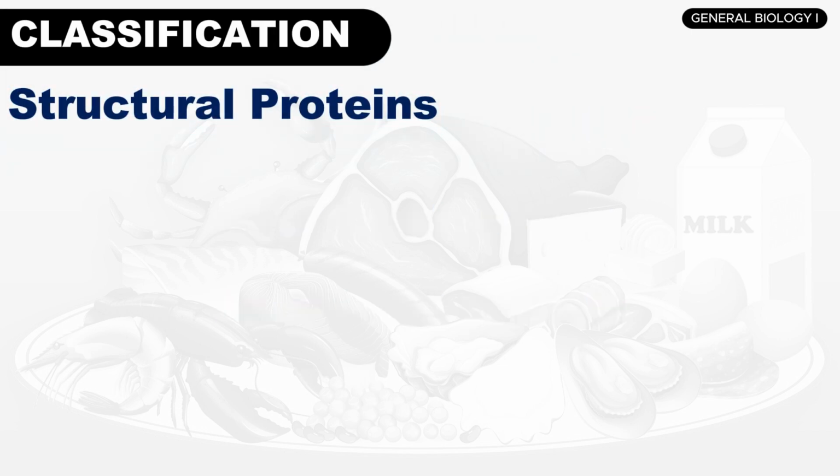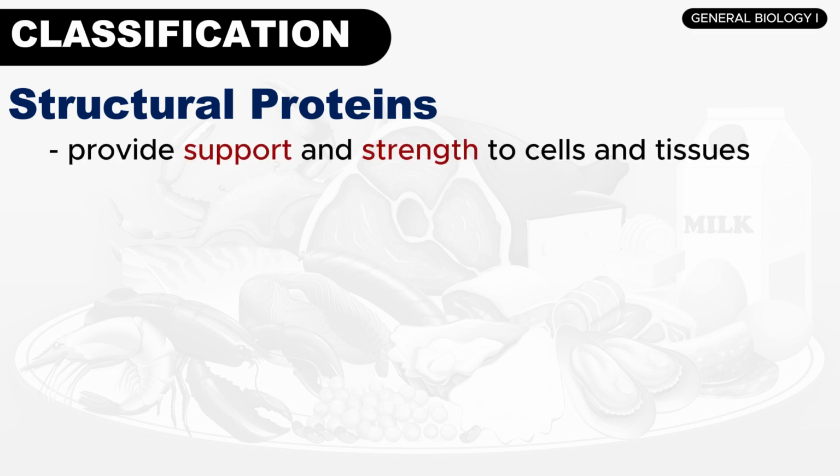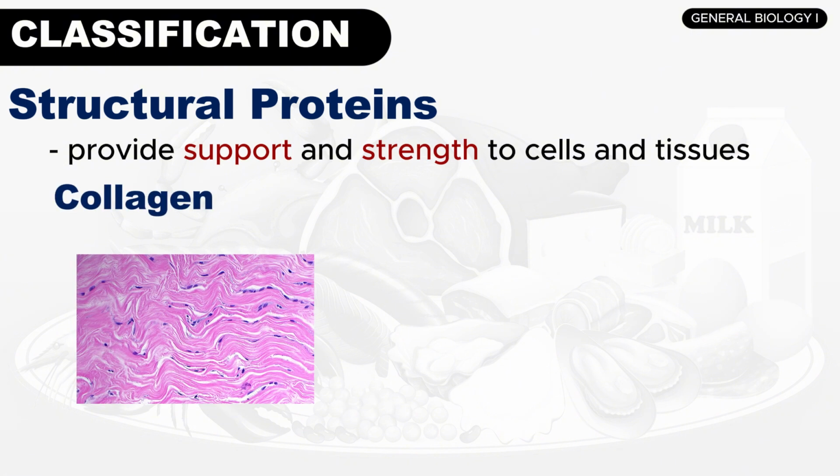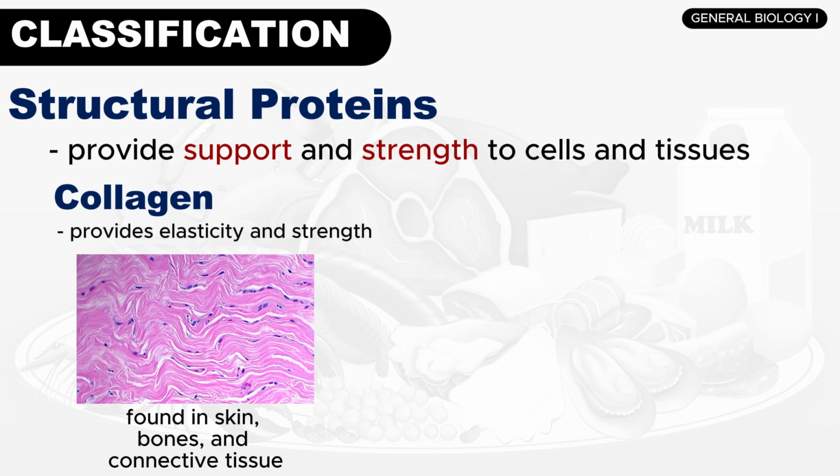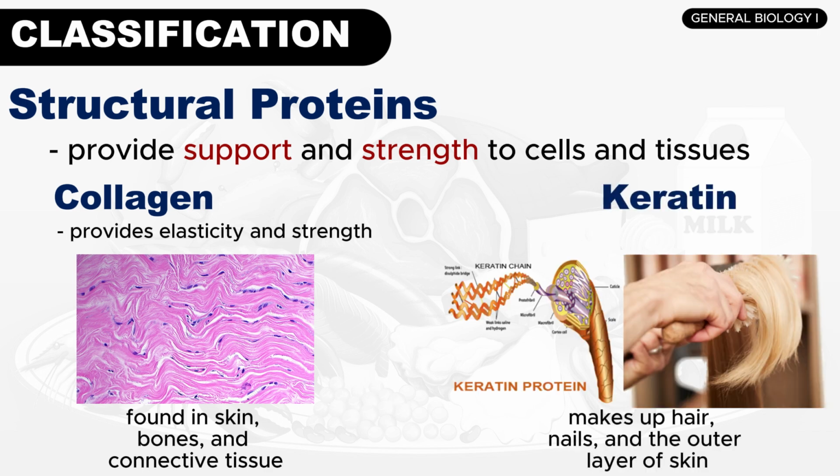Structural proteins. These proteins provide support and strength to cells and tissues. Collagen is a structural protein found in skin, bones, and connective tissue. It provides elasticity and strength, making it essential for tissue repair and resilience. Keratin is another structural protein that makes up hair, nails, and the outer layer of skin, giving these tissues their durability.